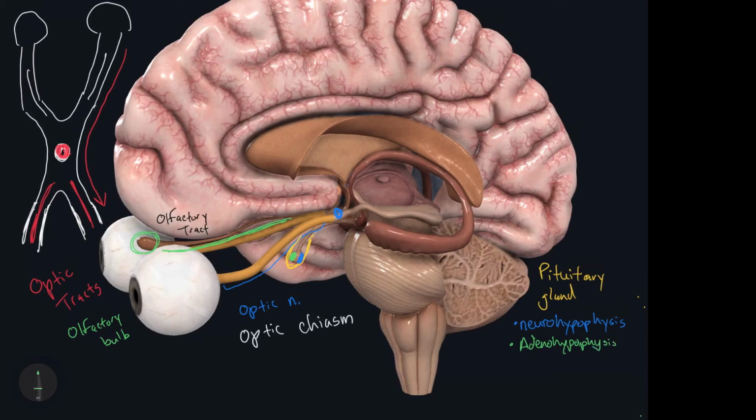Hypophysis just means pituitary gland in Latin. So neurohypophysis and adenohypophysis both mean posterior lobe of the pituitary gland and anterior lobe of the pituitary gland. Awesome. Now let's go ahead and move on.